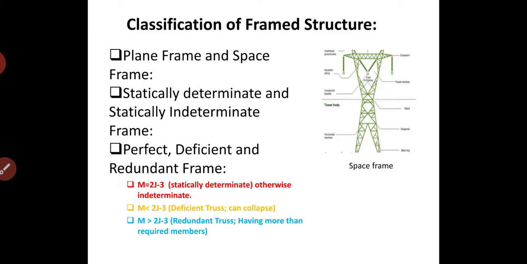Then perfect, deficient and redundant frame. Here we have the equation m equal to 2j minus 3, where m is the number of members in the frame and j is the number of joints. If this equation is satisfied, then the frame will be statically determinate, otherwise indeterminate. If members are less than 2j minus 3, then we call it a deficient truss and it will collapse when load is applied. And if members are more than 2j minus 3, then it is a redundant truss, having more than the required members.